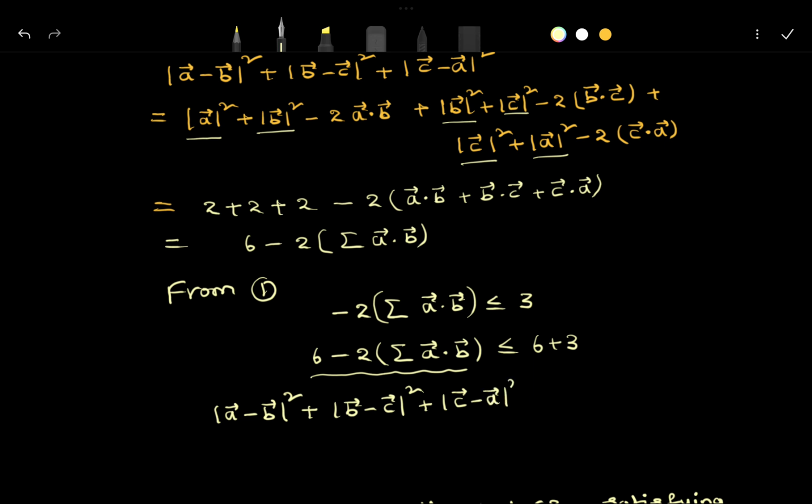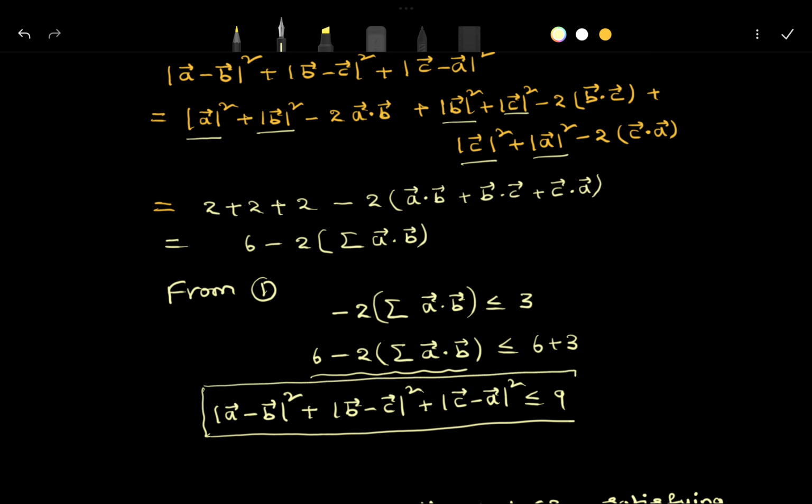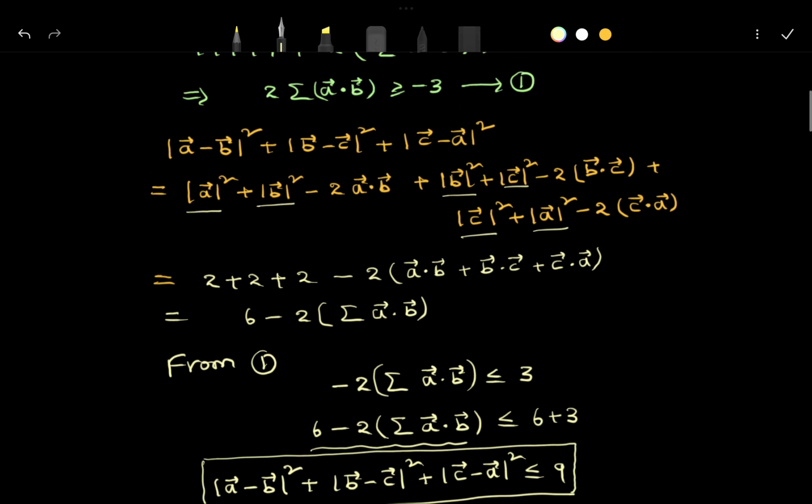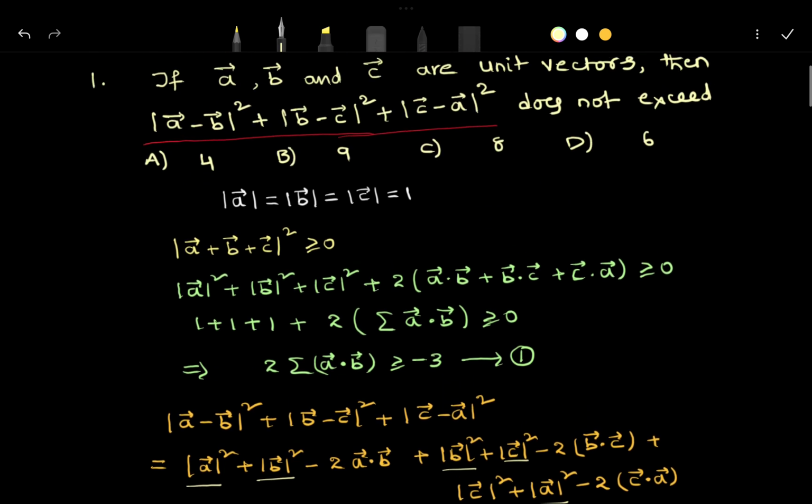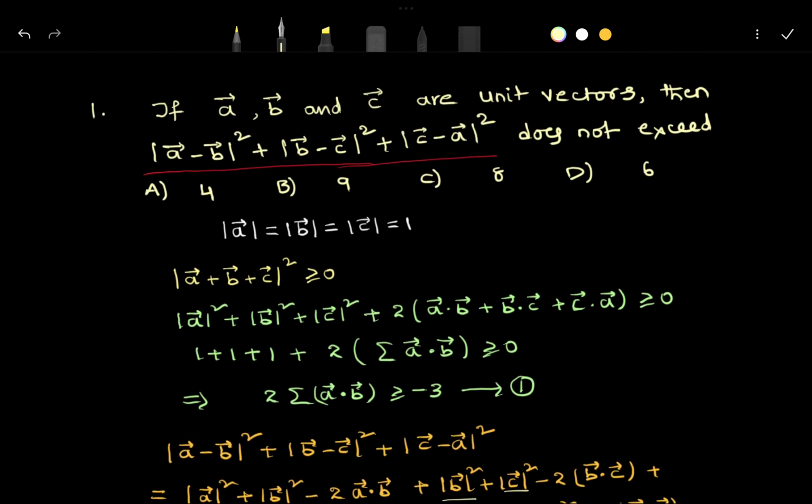This is the left hand side value, less than or equal to 9. So very clearly, this value does not exceed 9. So what is your correct option? Your right option will be that 9 is the correct answer. So your right answer is what? 9 is the correct answer.